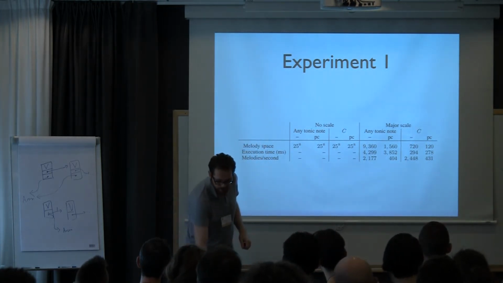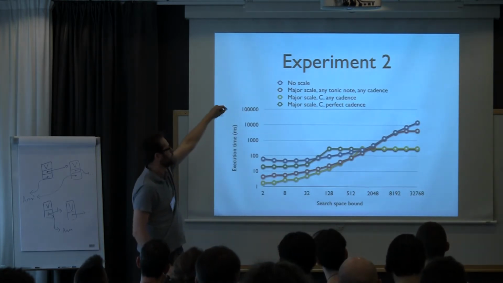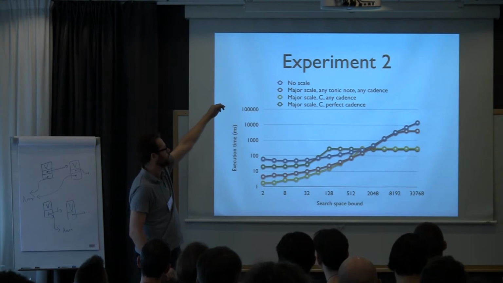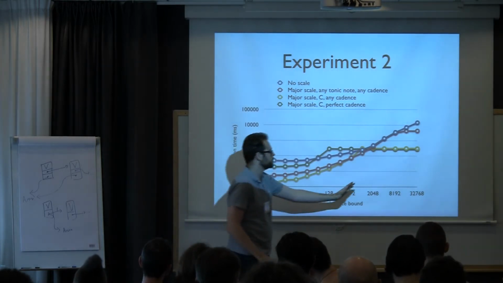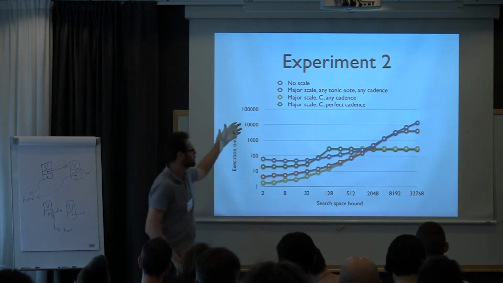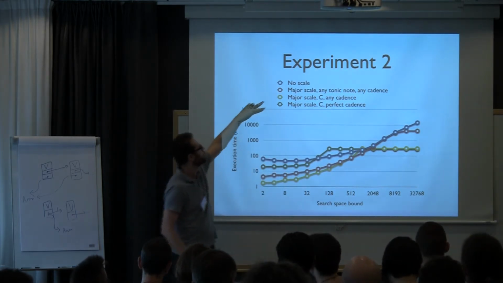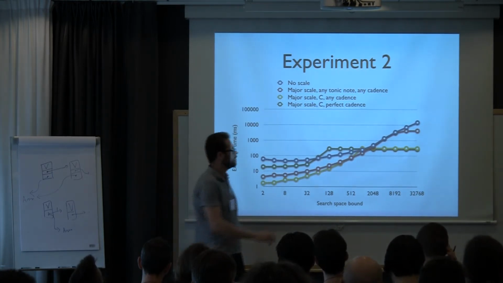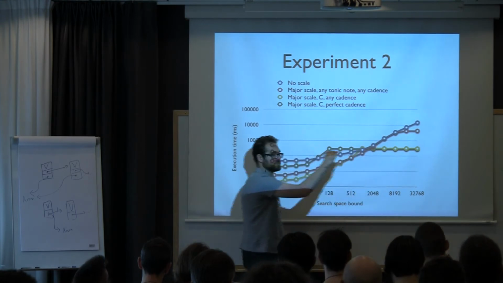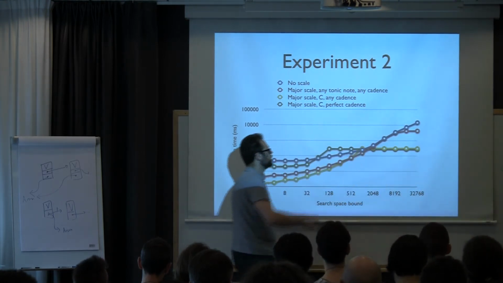The second experiment has the same set of different restrictions. There are 4 different experiments. We're trying out different search space bounds and measuring the enumeration time for each of these. You see the 2 most restrictive rules flatline around here, because the search space isn't growing large. Putting additional bounds on it doesn't do anything.